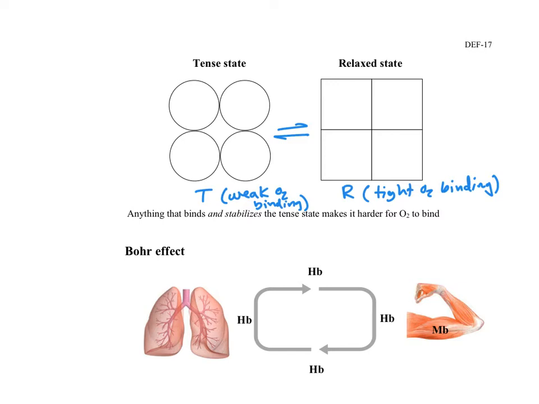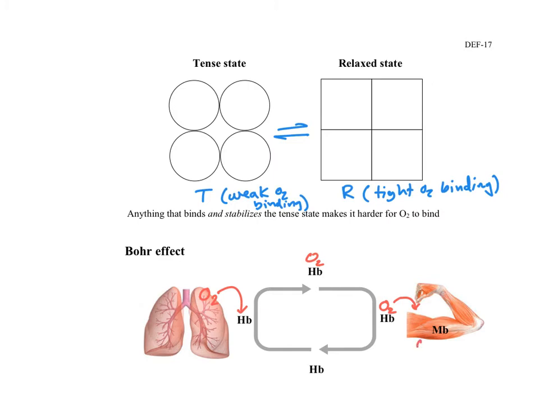So let's say it again. When you have oxygen in the lungs, there's a lot of it there. It binds and helps other oxygens bind because it shifts to the relaxed state. That oxygen catches a ride out to the muscles, and when you get there, there's low oxygen, so they tend to jump off because we switch back to the tense state, and it's weak binding.